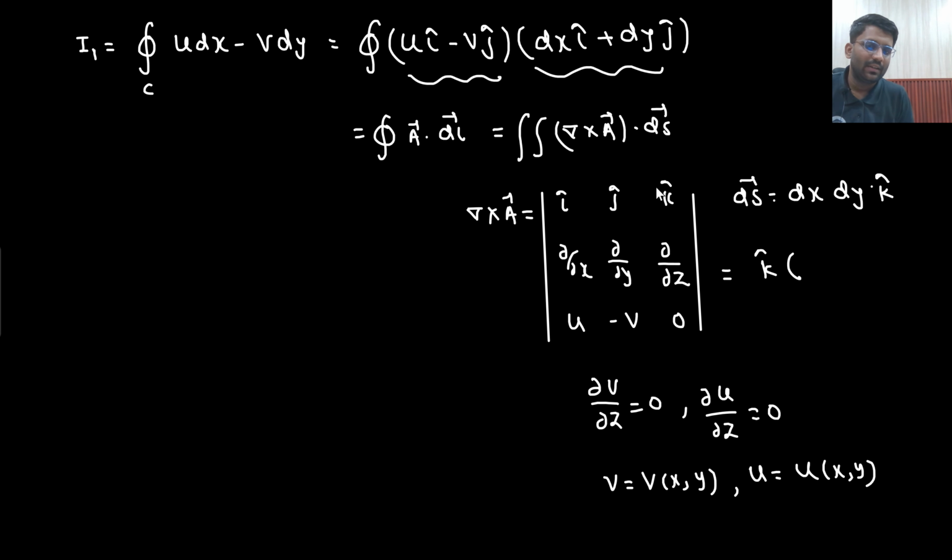Now only the k cap term will come. So for k cap, what will happen? Your v will be partially differentiated with respect to x, so minus vx, and your u will be partially differentiated with respect to y, so minus uy. So what are you getting here?